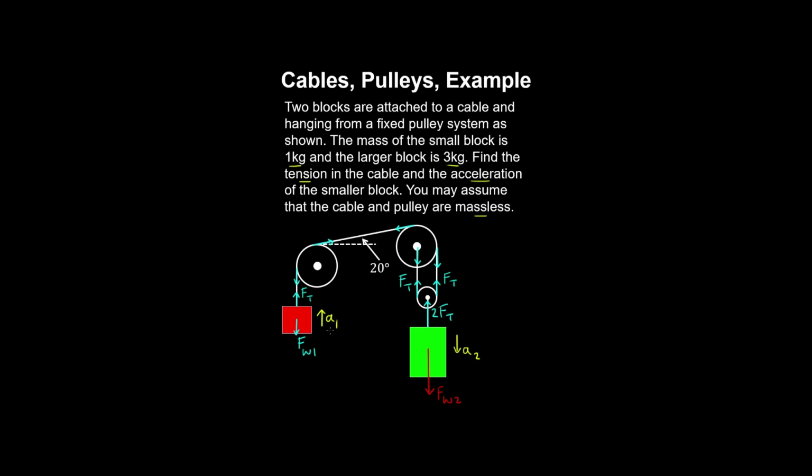So in this case we have three unknowns, and I'll leave you to apply Newton's second law on each of these blocks to obtain two equations of motion, and the third equation is obtained from the length of the cable.